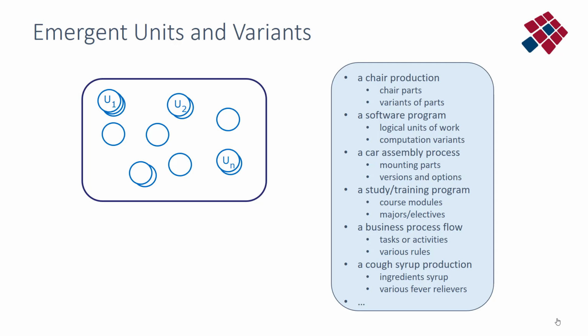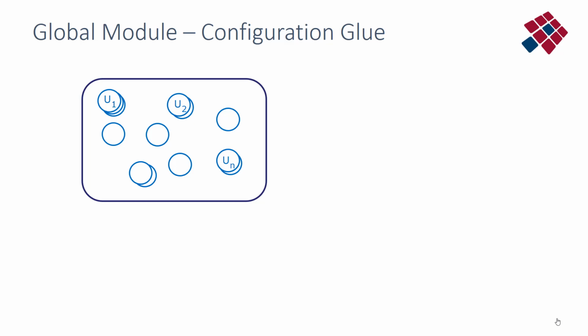In a software program, logical units of work emerge, and we can have many computation variants of sending a message, making a computation, encrypting something, etc. And also in all the other examples of manufacturing, creating, producing artifacts, we can have units of work like the parts in a car, the modules in a course, the tasks or activities in a process flow, the ingredients in a syrup, for instance. So you have these units of work, and different variants emerge for these different units of work.